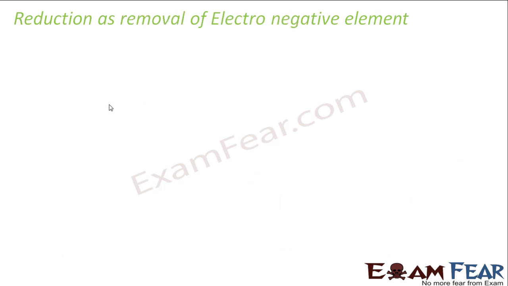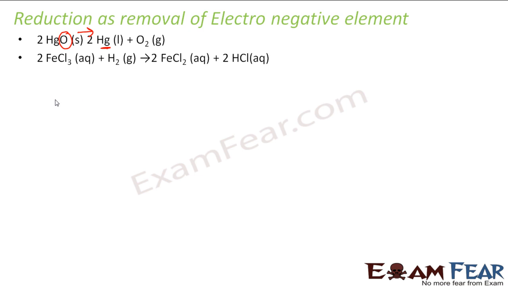Reduction, we told, is nothing but removal of electronegative element. This is an example of this. I have HgO. It splits and becomes Hg plus O. Oxygen was the electronegative element and it got removed from Hg. One more example you can have, FeCl3. I have 3 chlorine ions, it becomes 2 chlorine ions. So 1 chlorine ion, chlorine being an electronegative element, got removed. So this is my reduction.